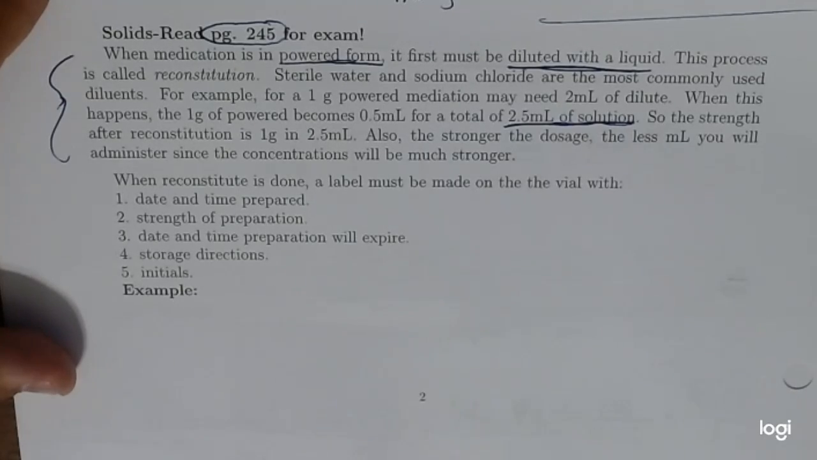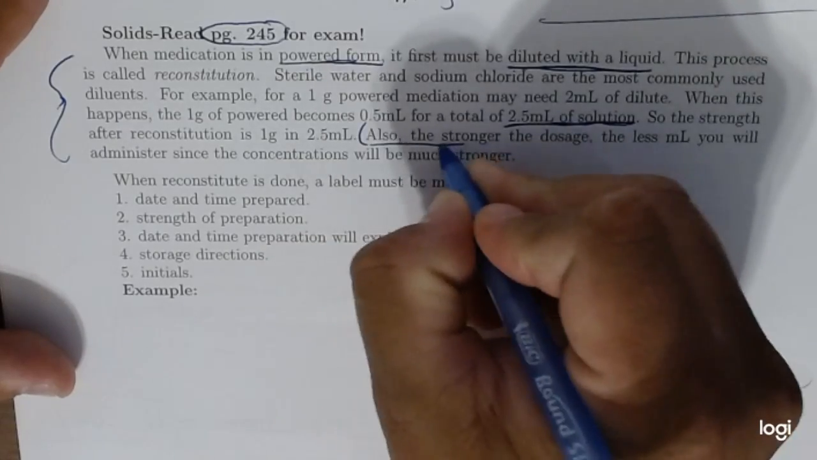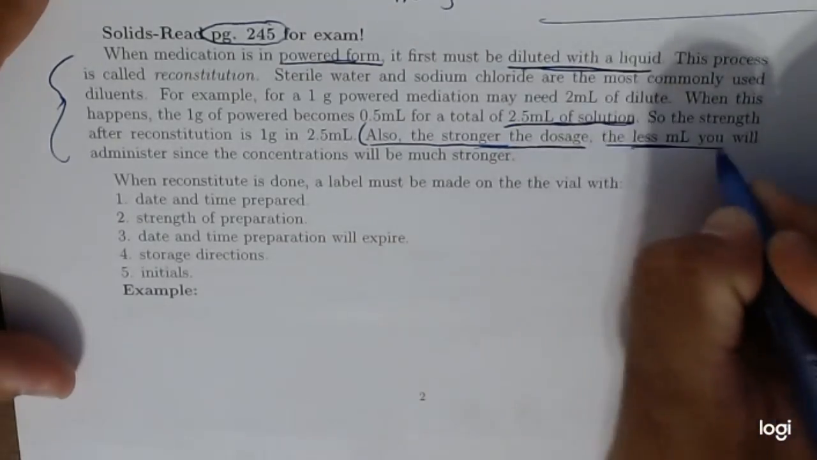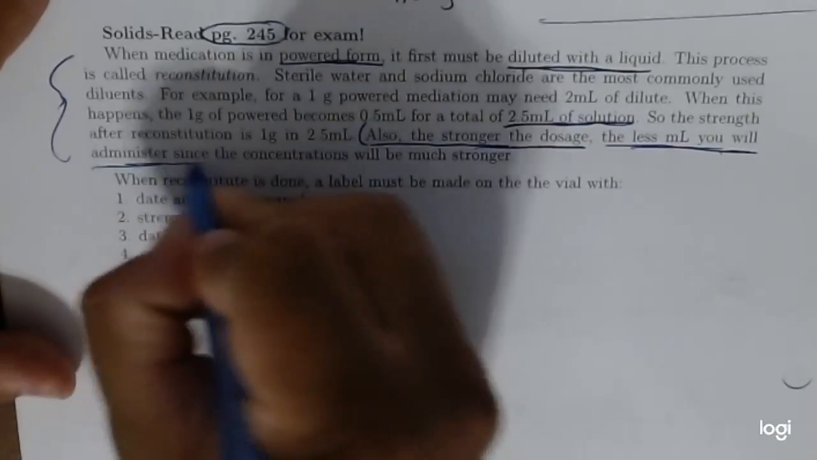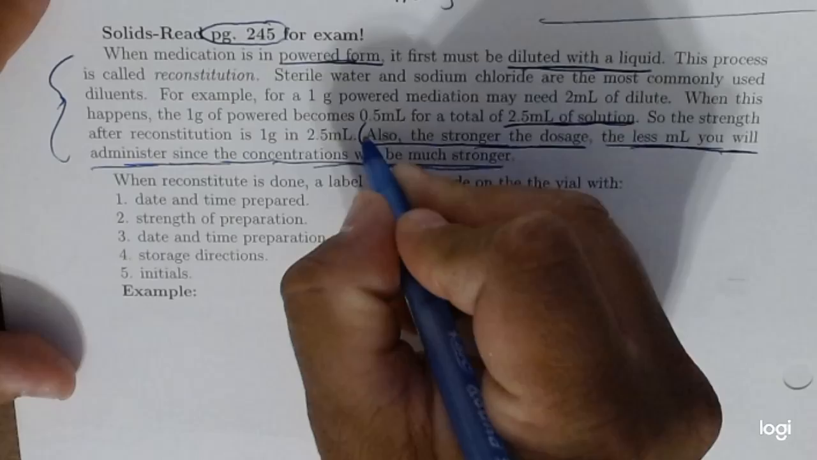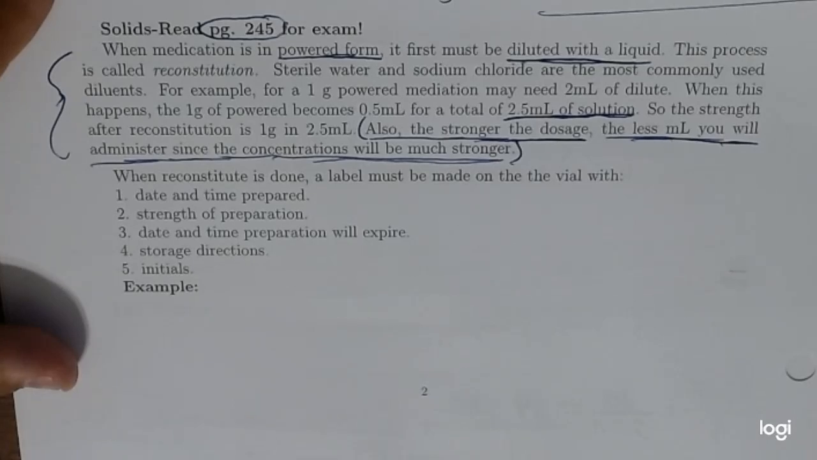Also, the strength of the dosage, the key thing, we'll talk about this a little bit: when it comes to strength, the stronger the dosage, the fewer milliliters you would administer, since the concentration will be much stronger. That is a very important topic, especially in nursing, okay? The stronger the dosage, the fewer milliliters you would administer, since the concentration will be much stronger. We'll talk about that a little more later on as well, okay?